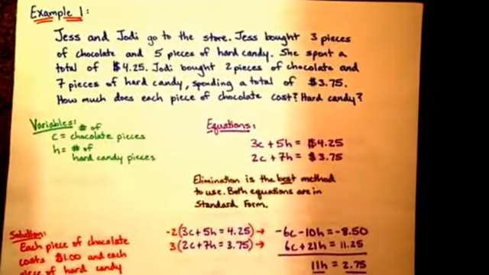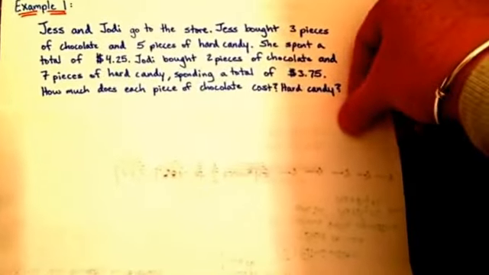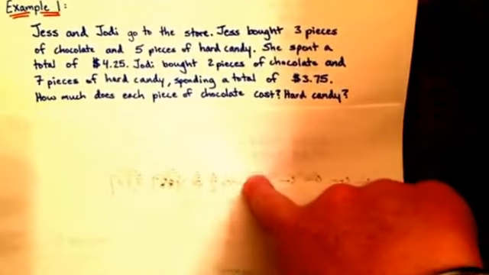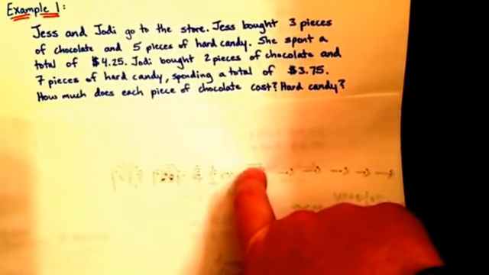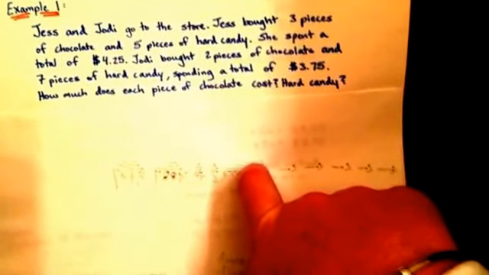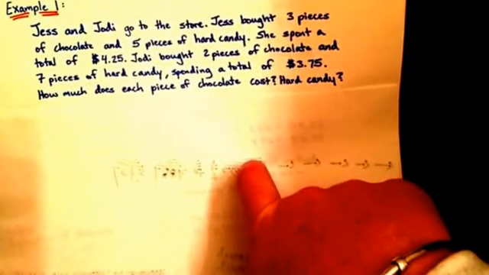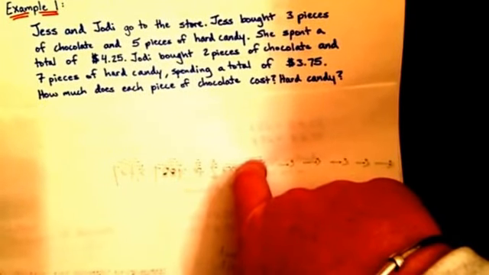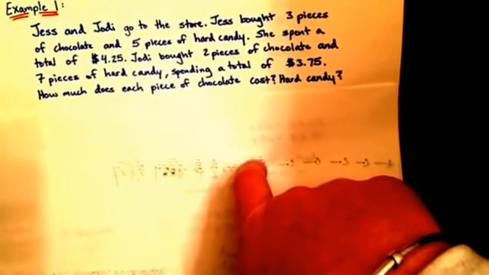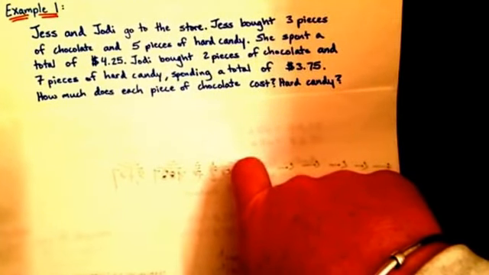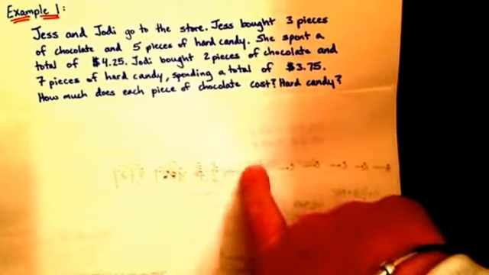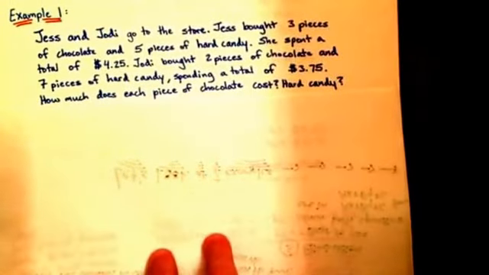For example 1, let's just look at the problem first. Jess and Jody go to the store. Jess bought 3 pieces of chocolate and 5 pieces of hard candy. She spent a total of $4.25, while Jody bought 2 pieces of chocolate and 7 pieces of hard candy, spending a total of $3.75. How much does each piece of chocolate cost, and how much does each piece of hard candy cost?